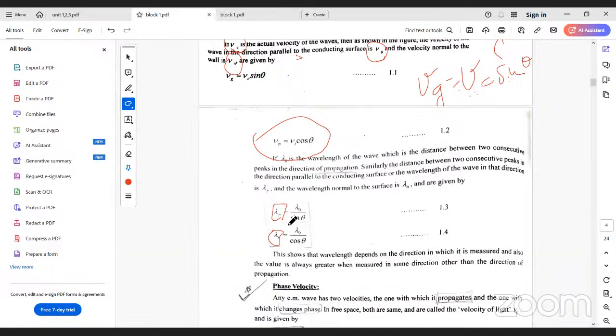Next, main important essay question. I will substitute these equations. What is in place of lambda p? There I will substitute lambda naught by sine theta. In place of lambda n, I will substitute lambda naught by cos theta. Now we will see the phase velocity.